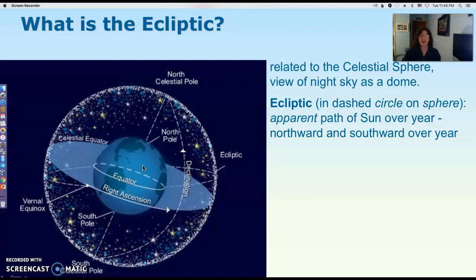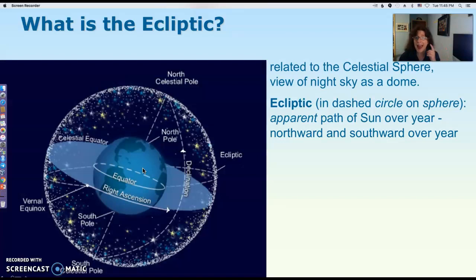Another way to look at it is the apparent path of the sun over the year's time. And you can think about that when you think about your experience with the sun over the course of a year. Over the course of a year, you notice that during the winter, the sun seems to rise and set in a southerly location. And during the summer, the sun seems to rise and set in a more northerly location. Yes, it rises in the east, it sets in the west, but it can rise more to the south, it can rise more to the north.